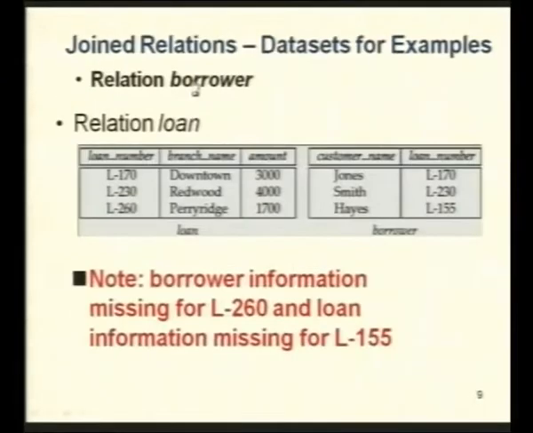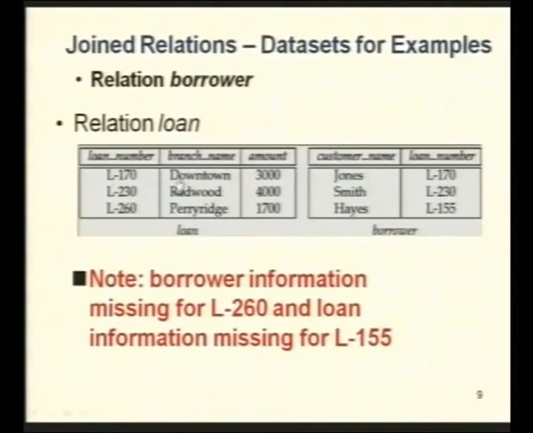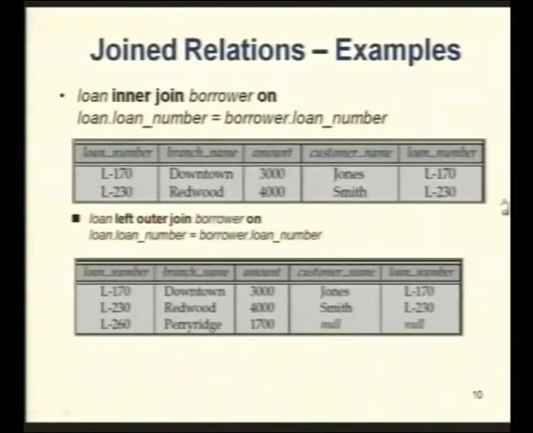Now let's take the inner join. If you take the inner join, only the matching ones, that is L170 and L230, will come. You will get L170 Downtown 3000 Jones, the matching ones, so Jones and so on. So that is what you will get here.